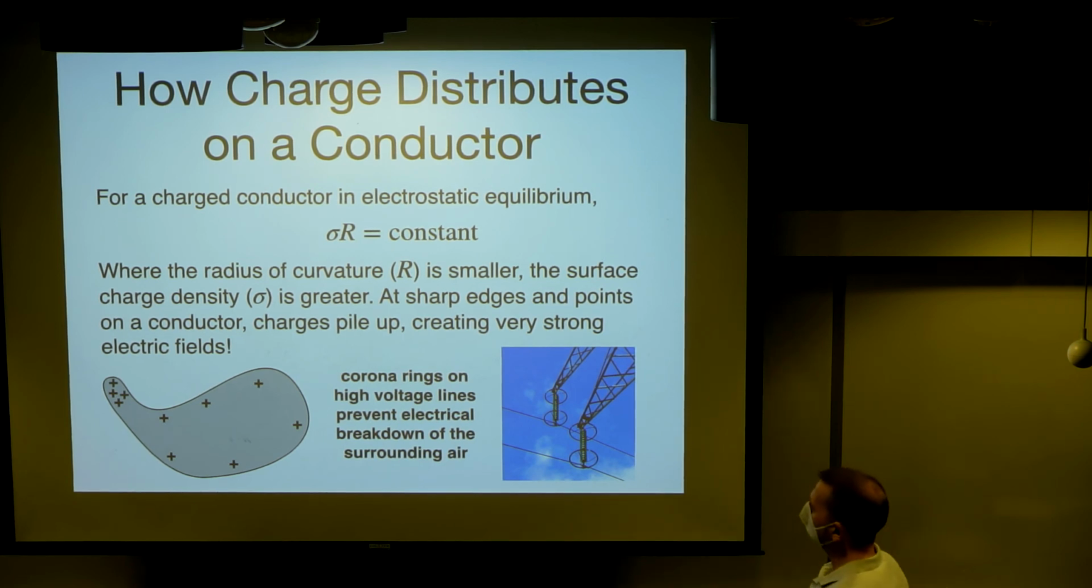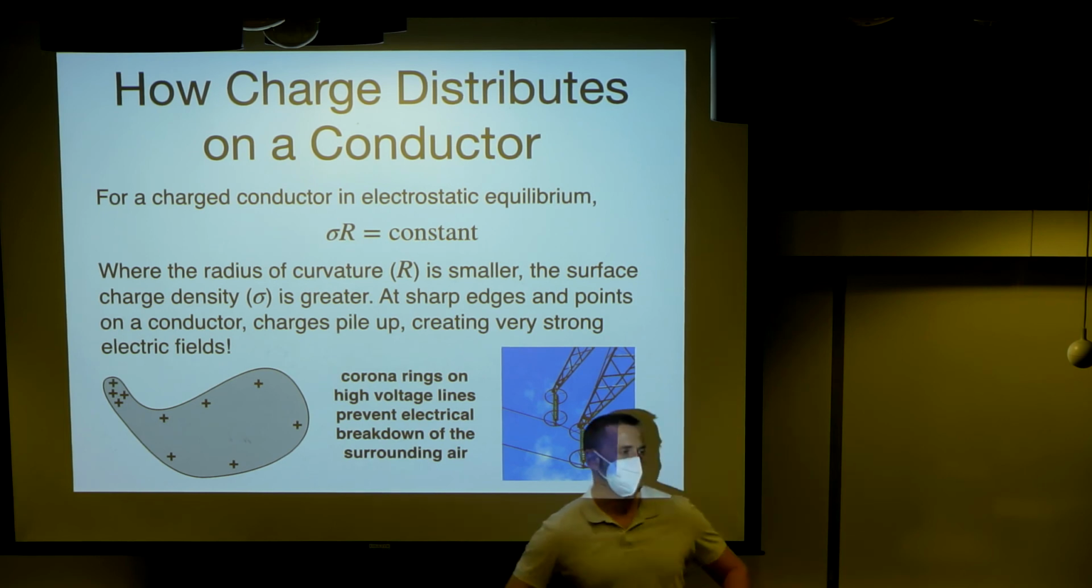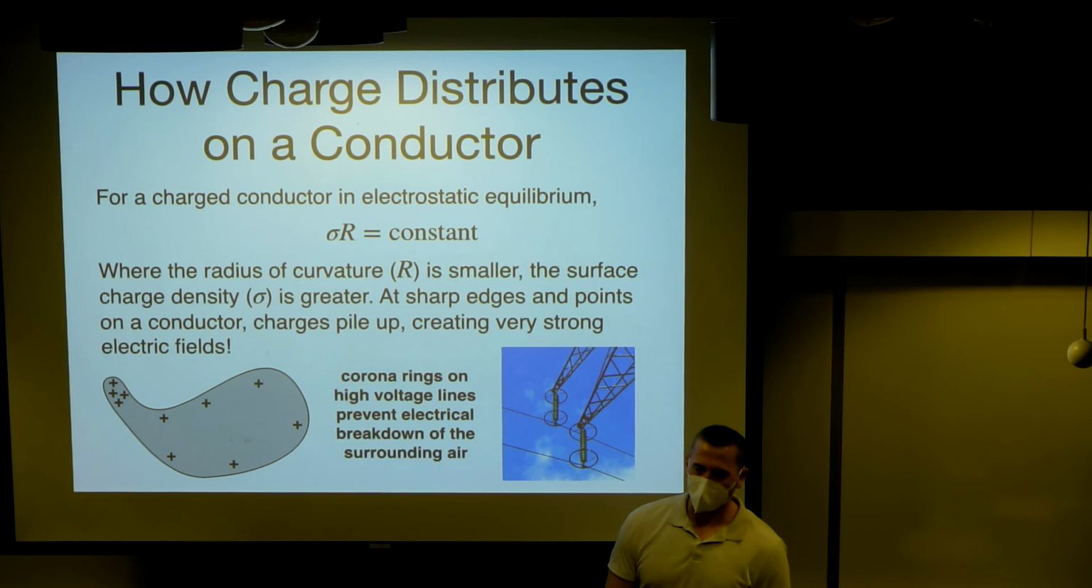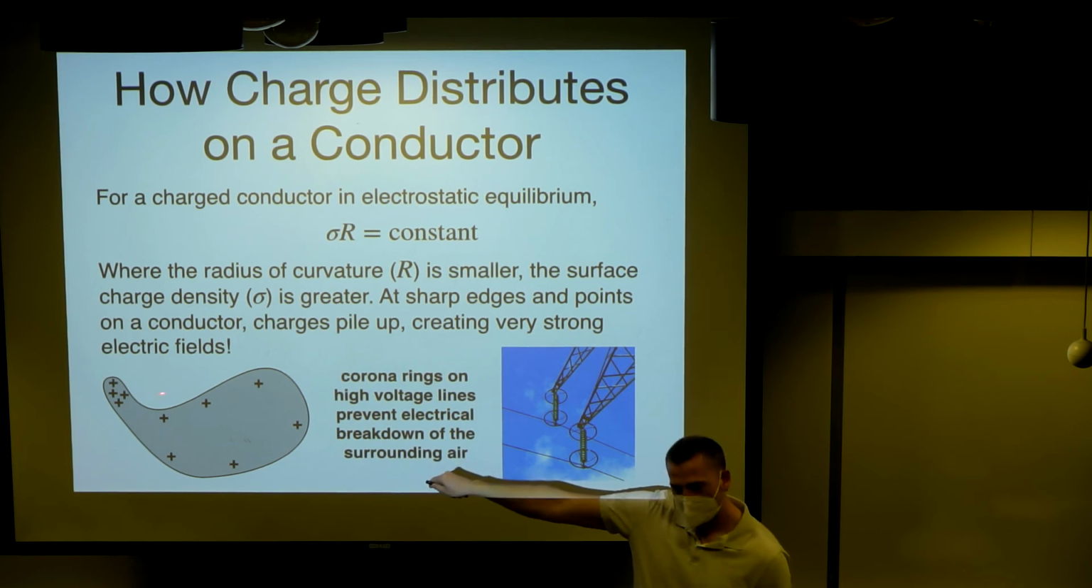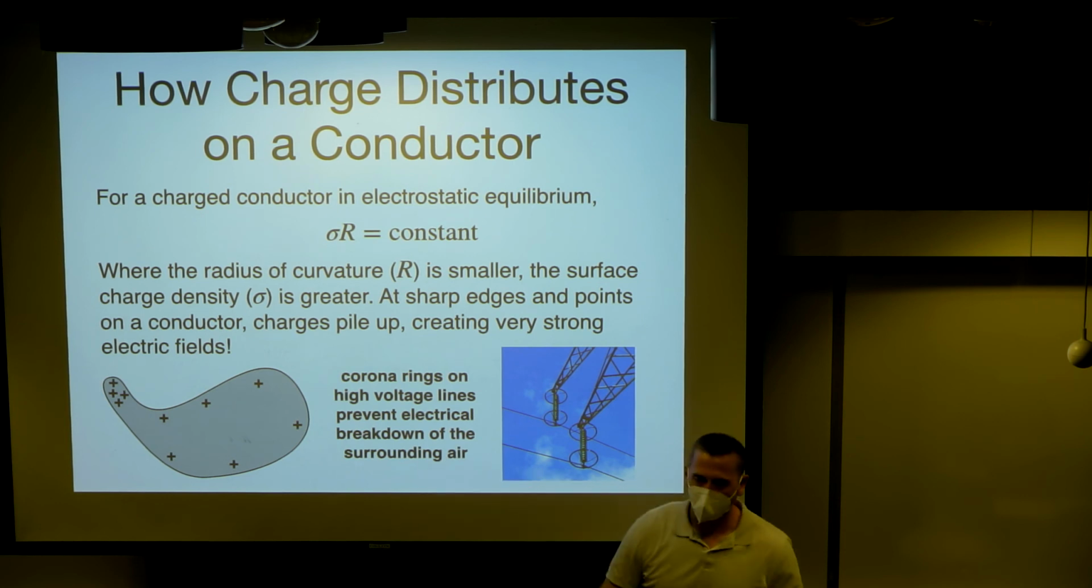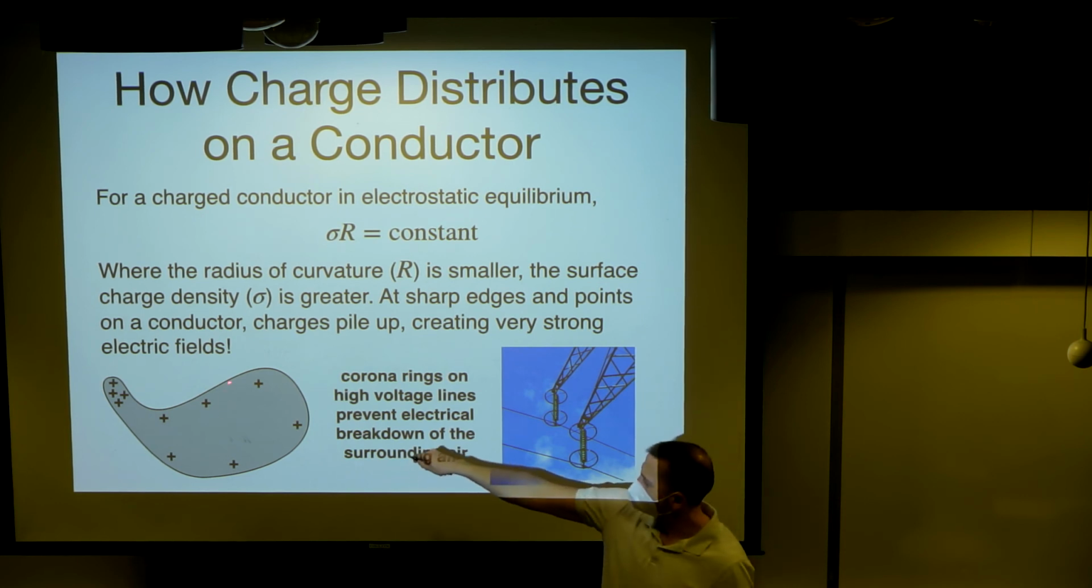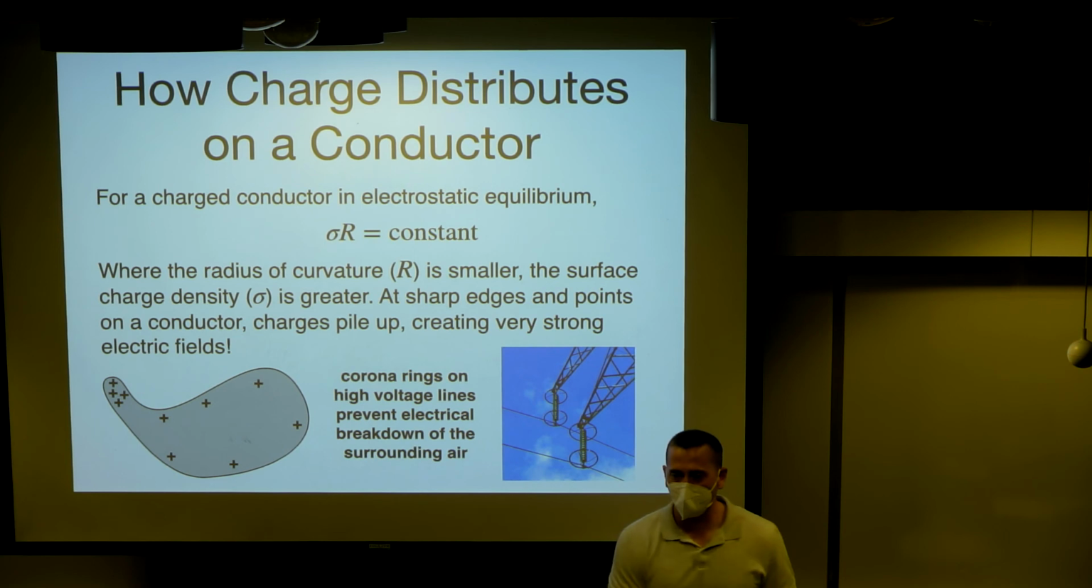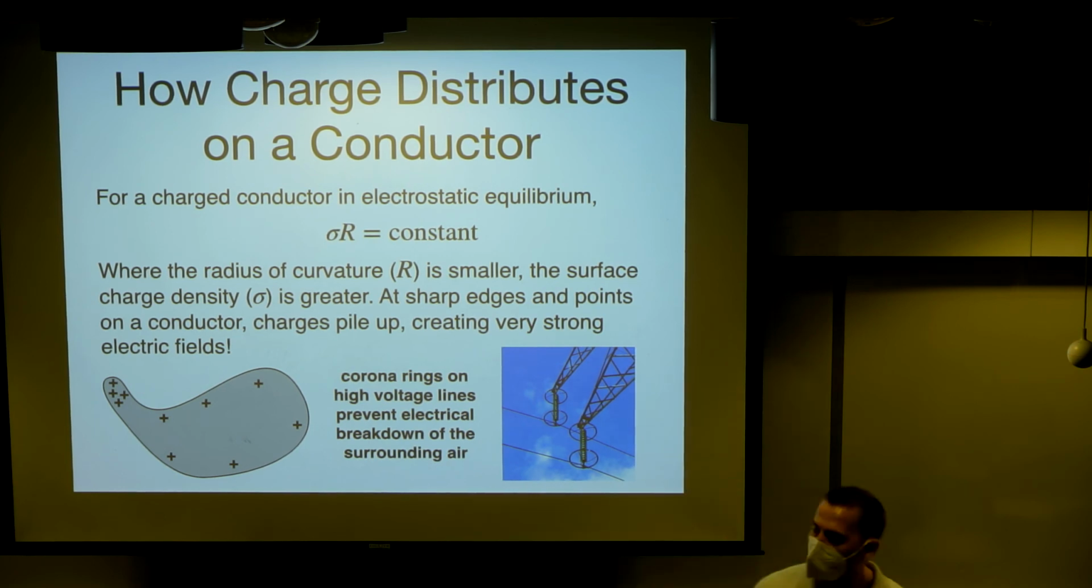So that means where the radius of curvature is smaller, the density of charge is greater. In other words, there's more charge piling up in these places. And that's what I'm trying to show you in this diagram. Charge is very sparse where we have a very large radius of curvature here, and it's very clustered where we have a small radius of curvature over here. And that's just what this equation is telling us is going to happen.